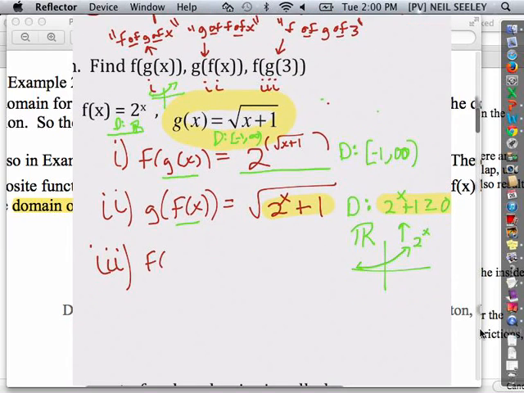So f of g of 3. I'm going to get g of 3 first. So that means radical 3 plus 1, which is radical 4, which is 2. I'm going to put that into f here. Y'all see what I'm saying? That this g of 3 is 2, so I put a 2 there. End result, 4.